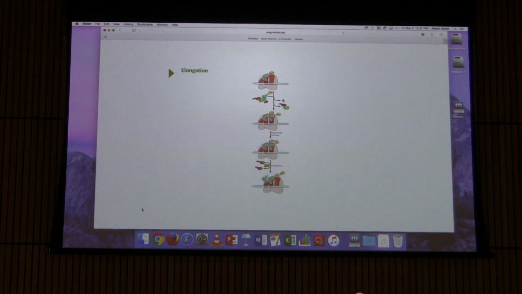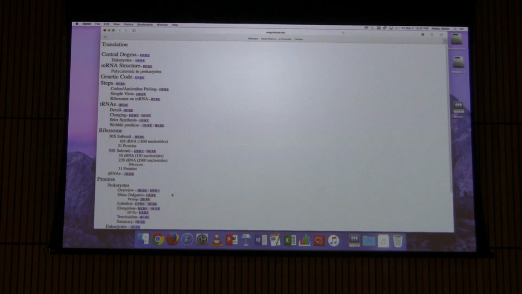This elongation process continues until a stop codon appears in the A site. There are 3 different stop codons: UAA, UAG, UGA, and yes, I think you should know those sequences. When a stop codon appears in that site, there's something called a release factor, which comes in.